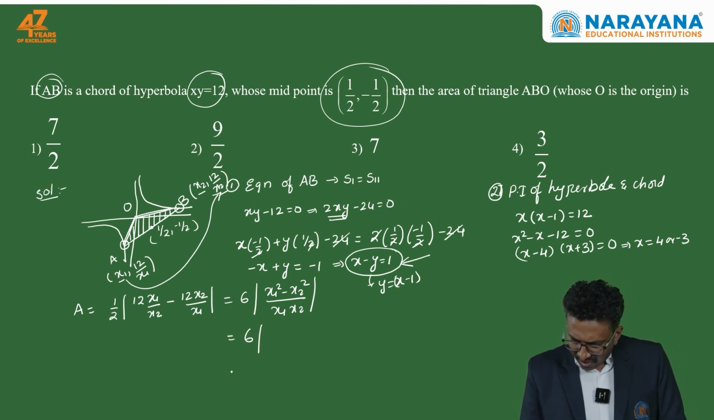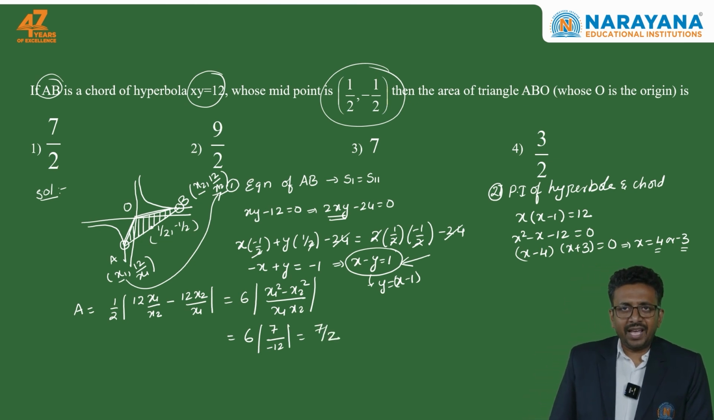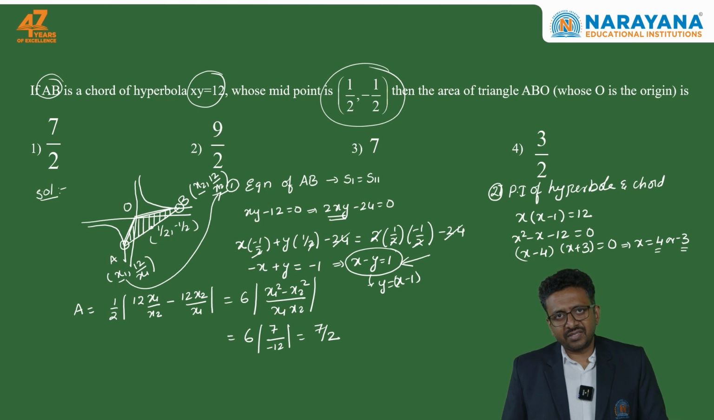So 6 times mod of (x1 squared minus x2 squared), which is 16 minus 9, which is 7, divided by x1 into x2, which is minus 12. So mod of this is going to be 7 by 2. So the area of triangle AOB is 7 by 2.